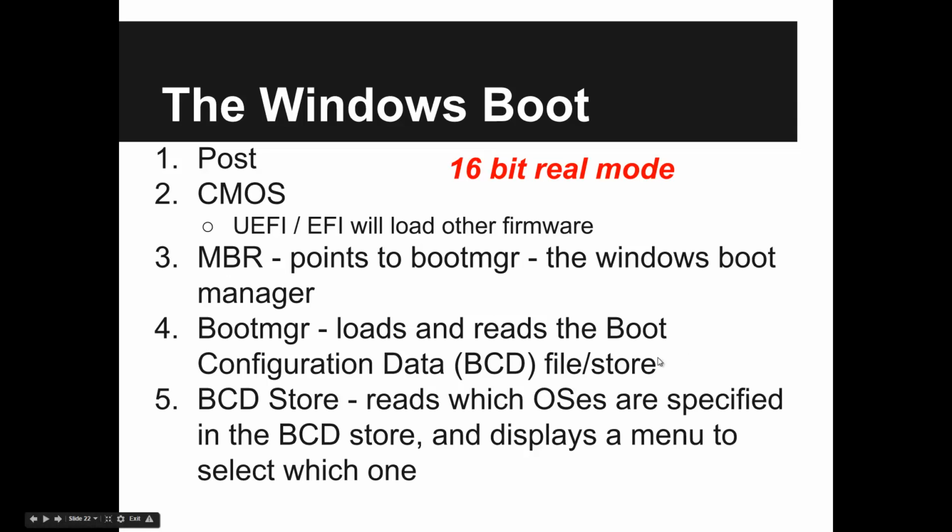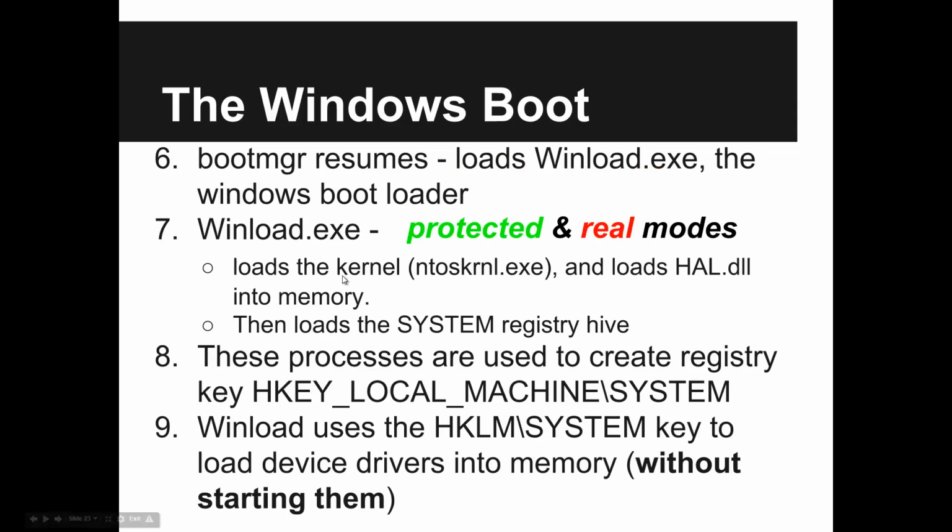The MBR will point to where to look for this data, and it's typically going to be around where the registry information is going to be located, such as system32/config. And so the BCD store data will tell the boot manager which operating systems are enabled on the device. And in the case of dual boot or multi-boot, if there are multiple OSs allowed, it will display a menu for the user to select which one to proceed booting with.